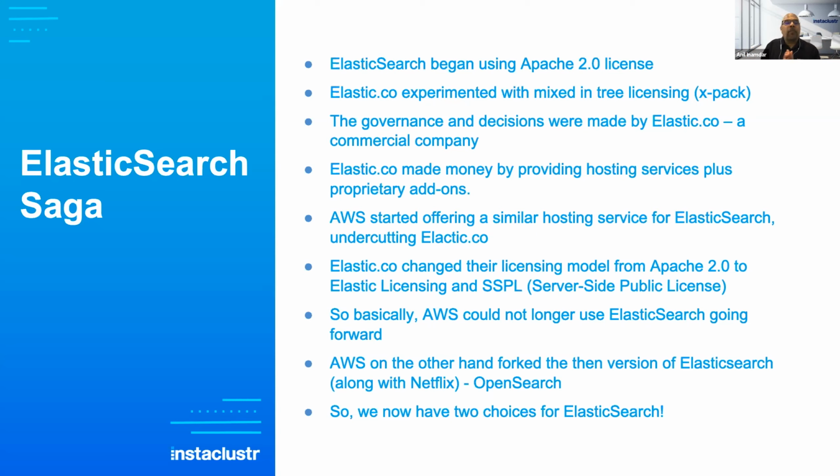But AWS did not keep quiet. What it did was fork the then-current version of Elasticsearch, along with Netflix, and start a new project called OpenSearch. So now we have two choices for Elasticsearch, one from Elastic.co and another from AWS, Netflix, and the community called OpenSearch. I just wanted to give this example to shed some light on the complexity of licensing and all the dynamics that go along with it.